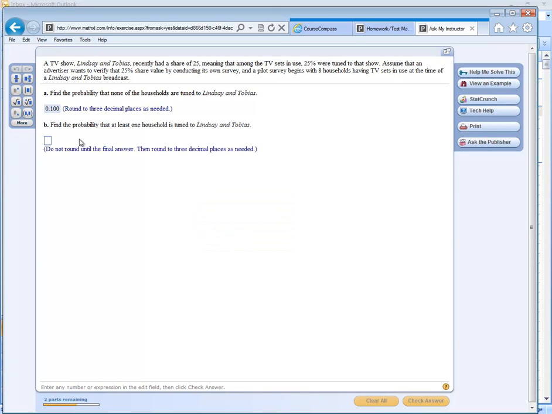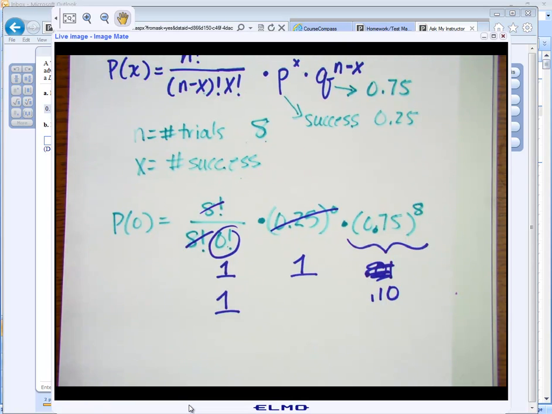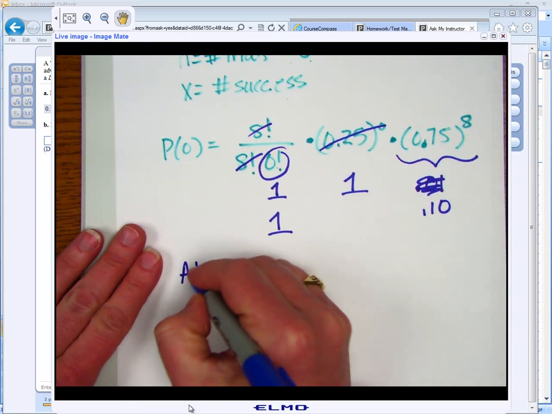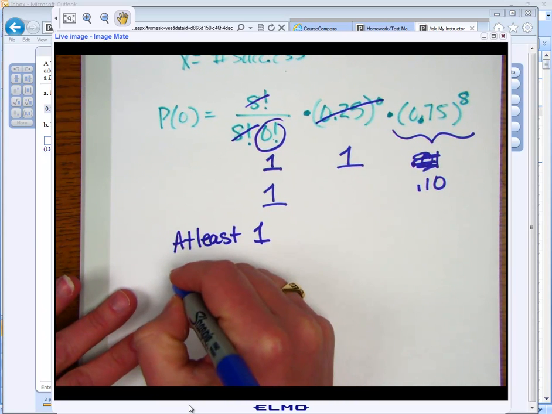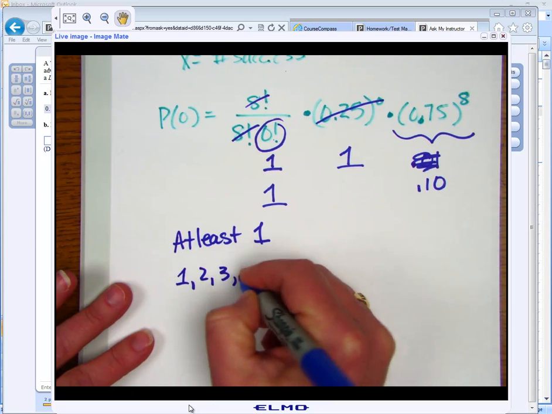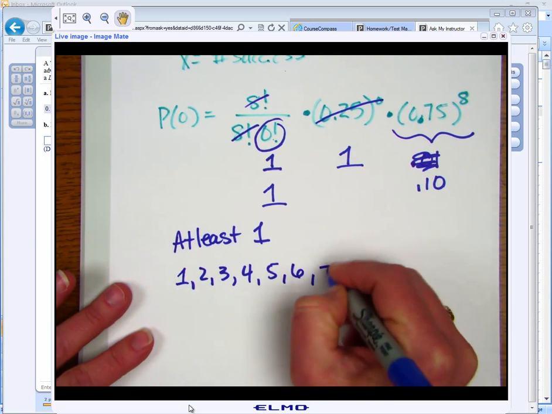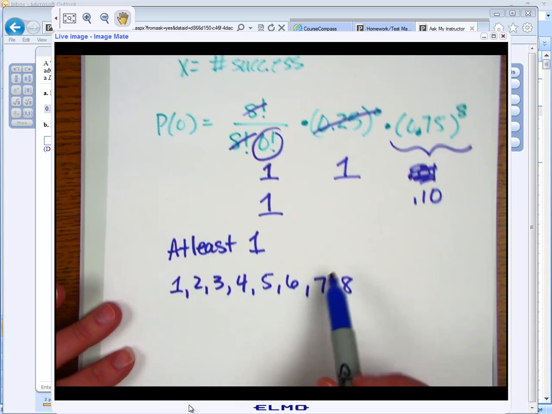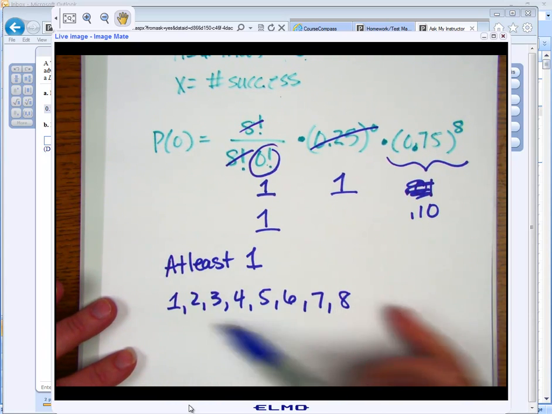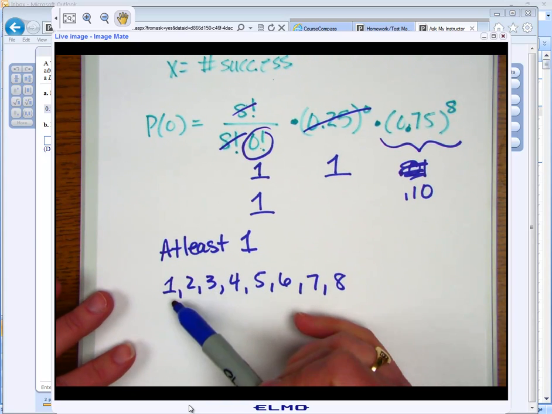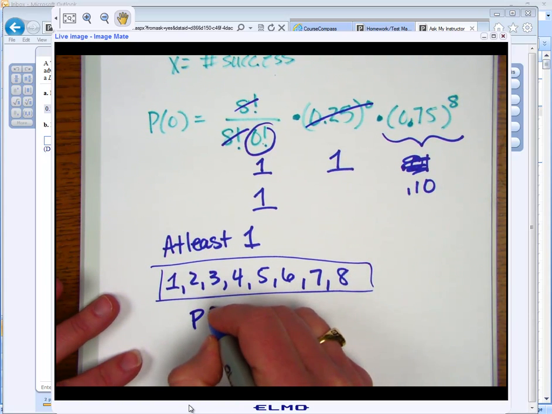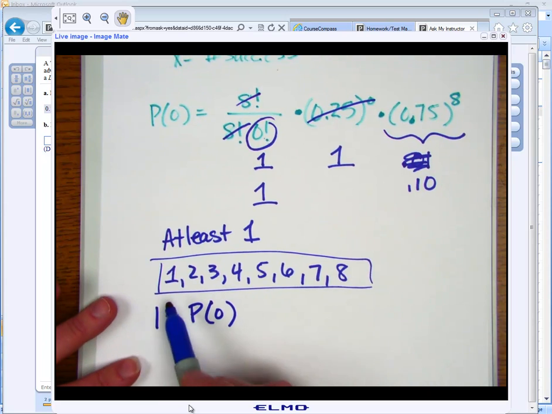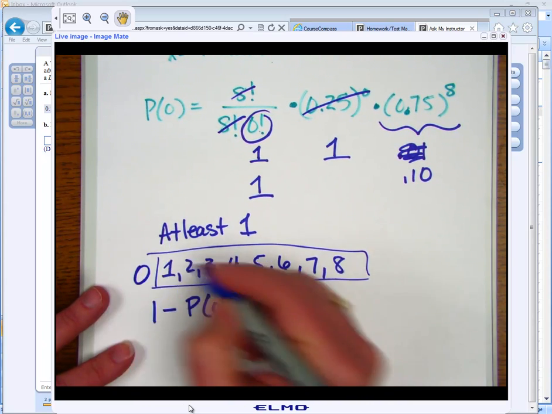Okay. The next one says find the probability that at least one household is tuned in. Okay, so next we're going to look for at least one. All right. Now at least one means that it can be 1, 2, 3, 4, 5, 6, 7, or 8 successes. Now the hard way to do this is to calculate this for each one of these numbers, but we really don't need to do that.